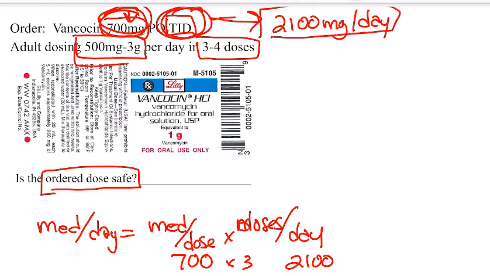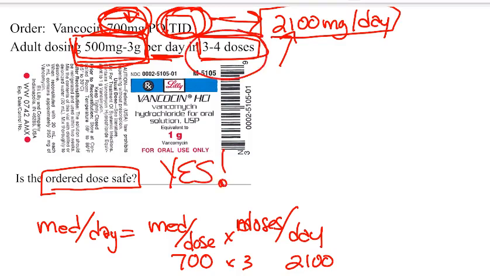Now I'm going to find out how much, and it says 500 milligrams to 3 grams per day in 3 to 4 doses. Now, my per day is right here, 500 milligrams to 3 grams per day. This falls in that safe range. Yes, my dose is safe.